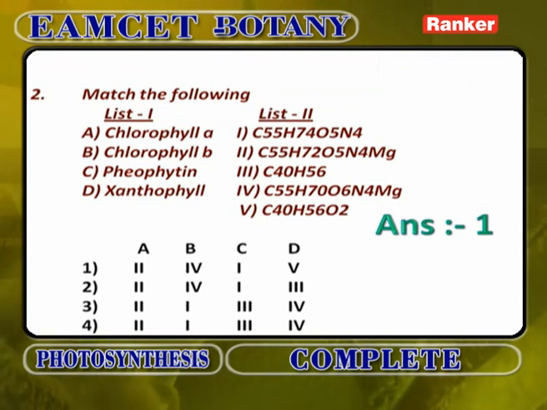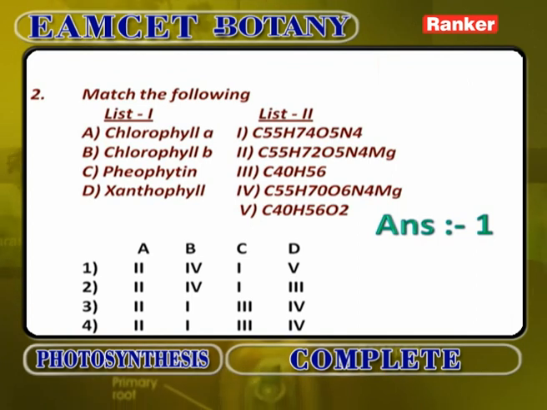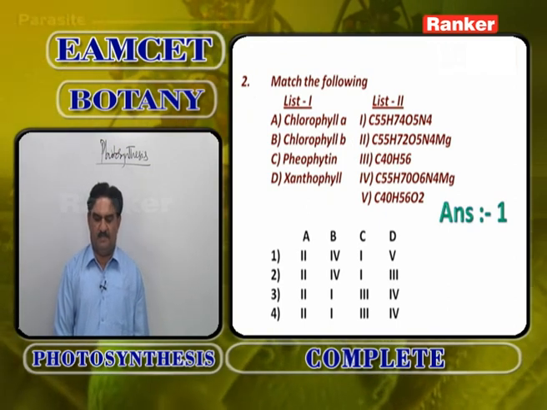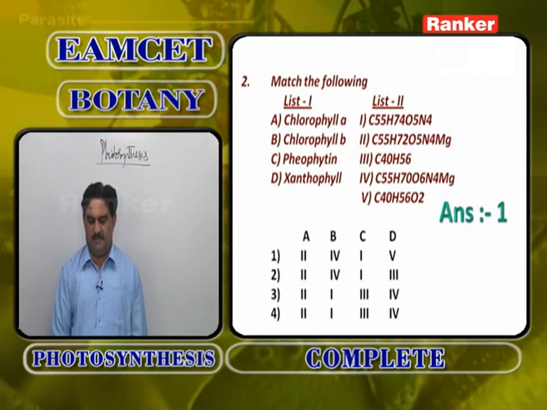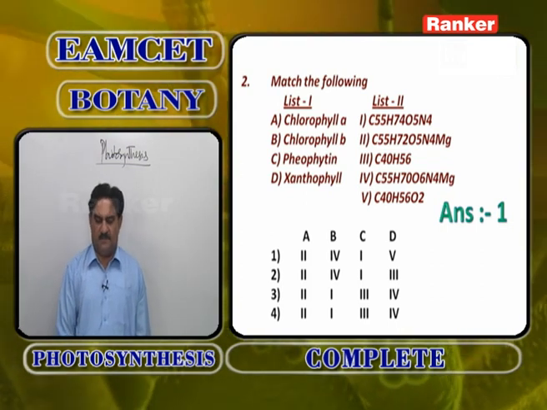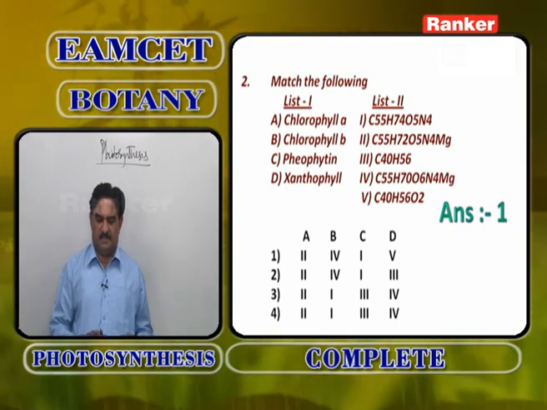This is the match the following: chlorophyll A, chlorophyll B, pheophytin, xanthophyll. Chlorophyll A chemical formula is always C55H72O5N4Mg, so second option. Chlorophyll B is C55H70O6N4Mg. This is option 4.